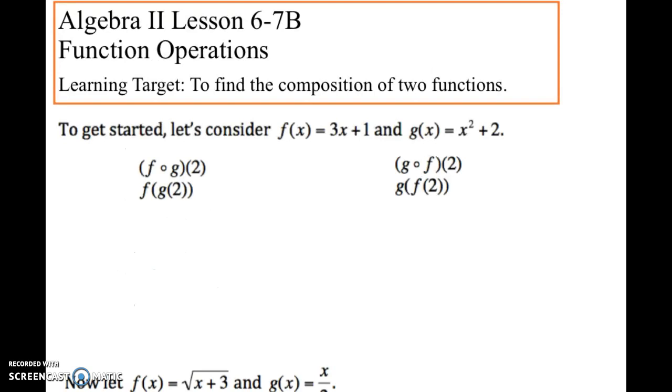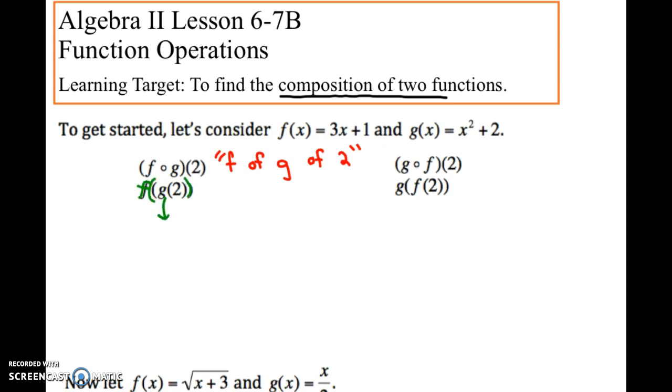So let's jump in. A composite function is when you put two functions together. And what this first one means here, this f circle g, what we say is f of g of 2. And what they're asking us to do is come up with a number. So what I want to do is look at f of g of 2.